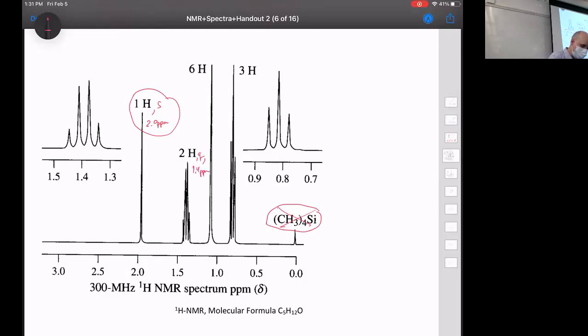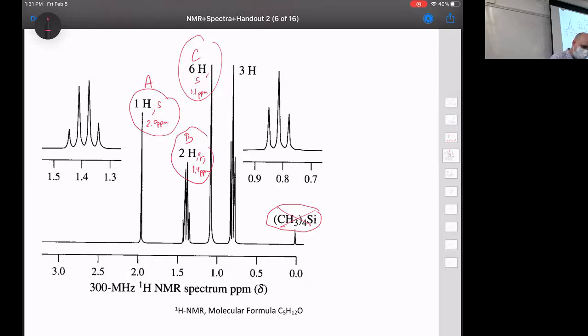All right, and we'll call this our environment A and this our environment B. All right, here's our environment C. It is 6 H's, and this is also a singlet. And it's at like 1.1 ppm. And you might not have to write those things down again because you can just look at it and see where they are. What about this one right here?